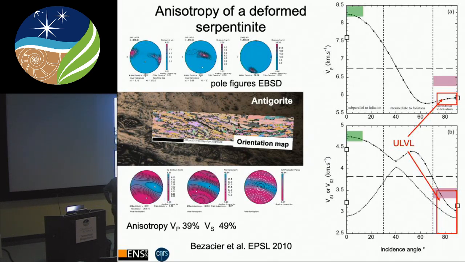This anisotropy is actually huge. It's 40% for VP and 50% for VS.